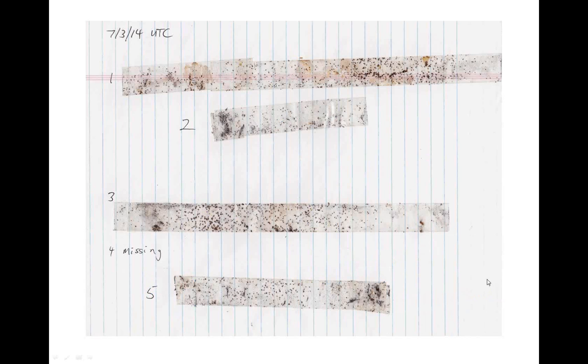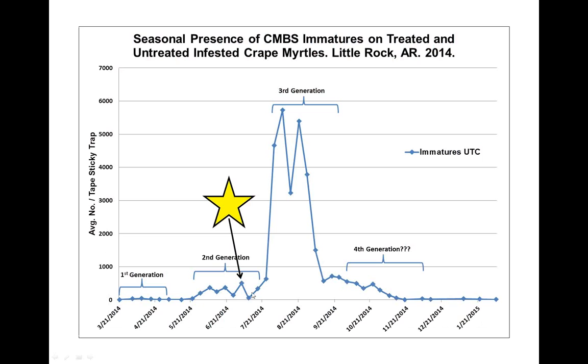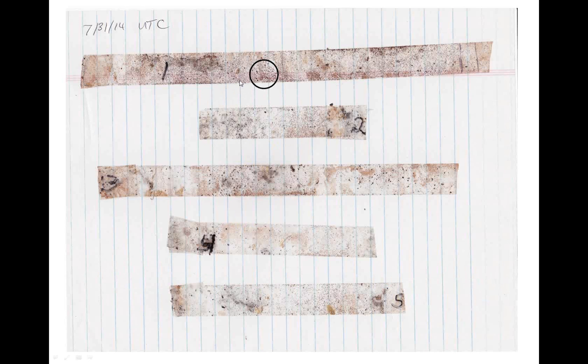Now we move on to July the 3rd. You see what we're seeing on the tapes. All those little dots are immatures, and the data generated from those is indicated here on this particular point. Let's see, we move to the next set of tapes, and this is where we had a tremendous increase in the number of, I guess, crawler stage, the first instar. You see the circled area on tape number 1.